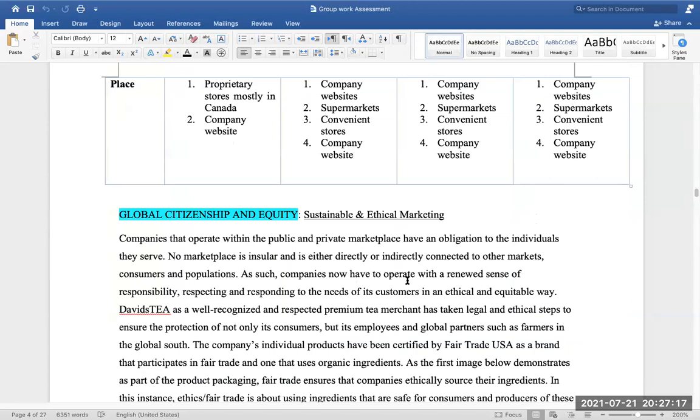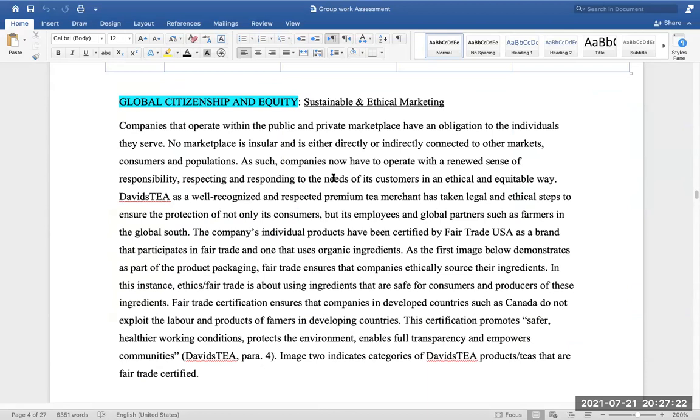All right, so global citizenship and equity. It says sustainable and ethical marketing. So companies that, and I'm just reading what is here to give you a sense, and then I'm going to speak to it. So companies that operate within the public and private marketplace have an obligation to the individuals they serve. No marketplace is insular and is either directly or indirectly connected to other markets, consumers, and populations.